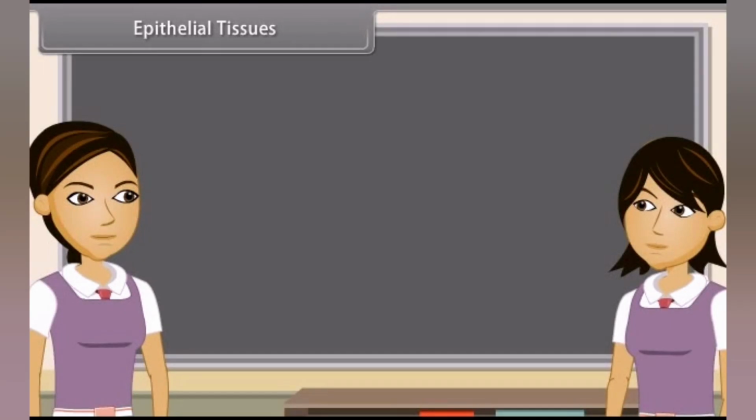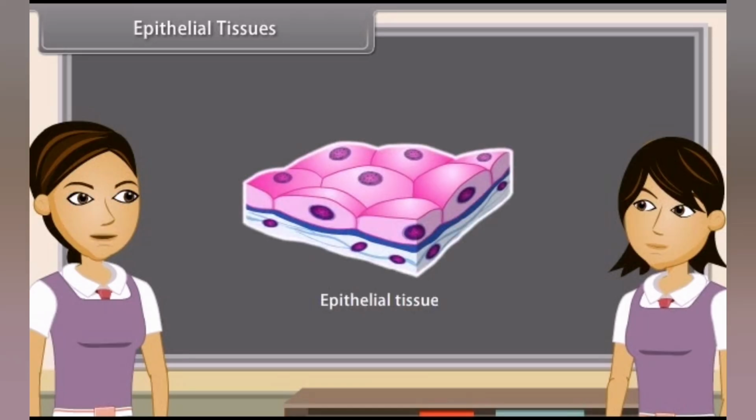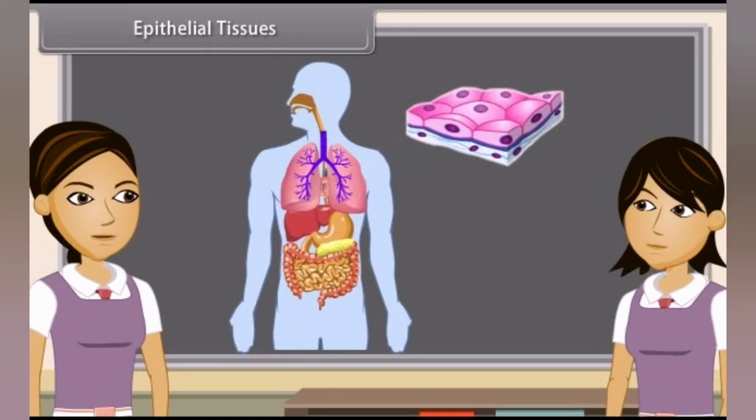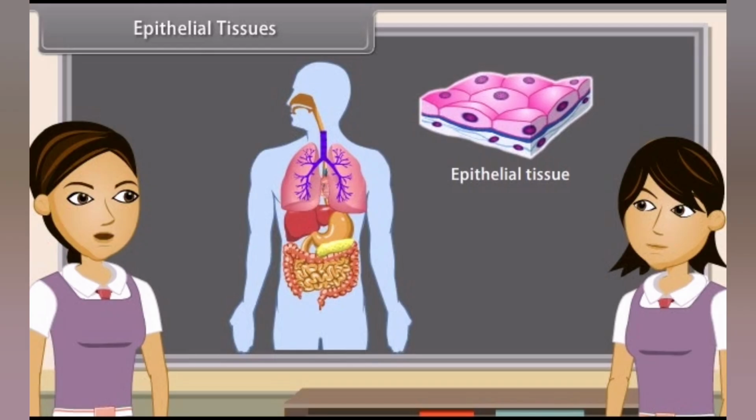Epithelial tissues. Tissues which cover all the organs of body externally and also line hollow organs internally are known as epithelial tissue. Yes, Ankita, the cells of epithelial tissue are tightly packed and it forms a continuous sheet. There is no intercellular space and matrix between these cells. Epithelial cells are present in skin, lining of buccal cavity, alimentary canal, kidney tubules, lungs, glands.